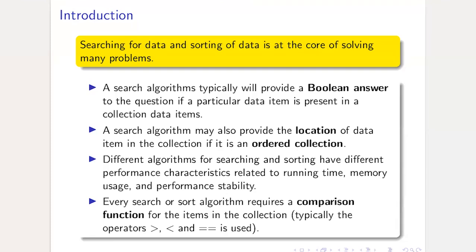Now, when you consider both of these algorithms, there is a requirement for a comparison function. If it is for a search, it definitely will have to be equality, because you would want to check whether a particular item is present. If it is for sorting, you would require a comparison to see whether an item is greater than or less than another item.